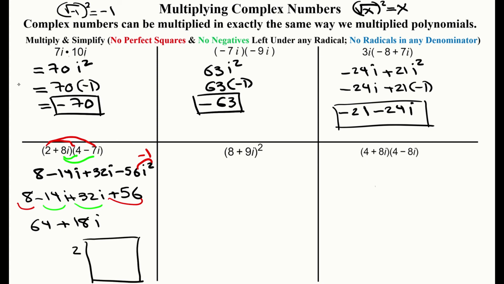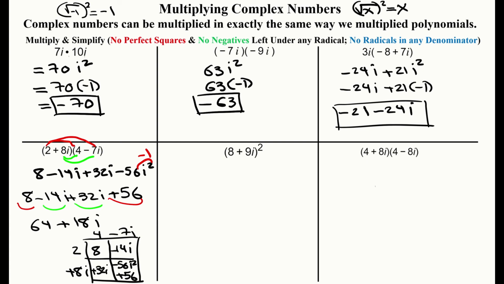What you do is you put one of those expressions vertically, put the other one horizontally like this. Doesn't matter which one you put where. Now just go ahead and multiply it like a times table. So you get 2 times 4, 8. 2 times -7i is -14i. 8i times 4 gives us positive 32i. And 8i times -7i gives us -56i squared. We know that i squared is -1, so -56 times -1 is going to give us a positive 56 in this cell.